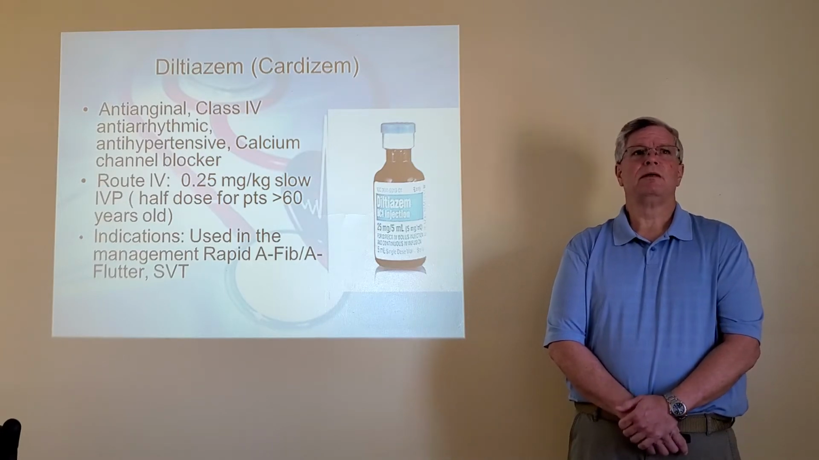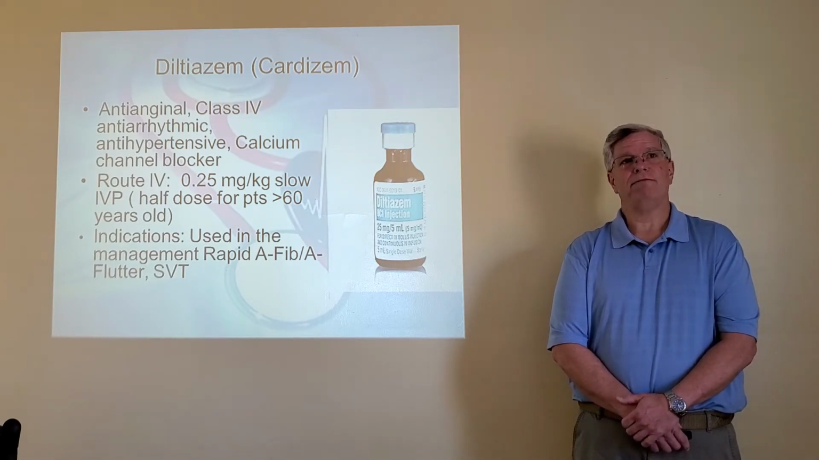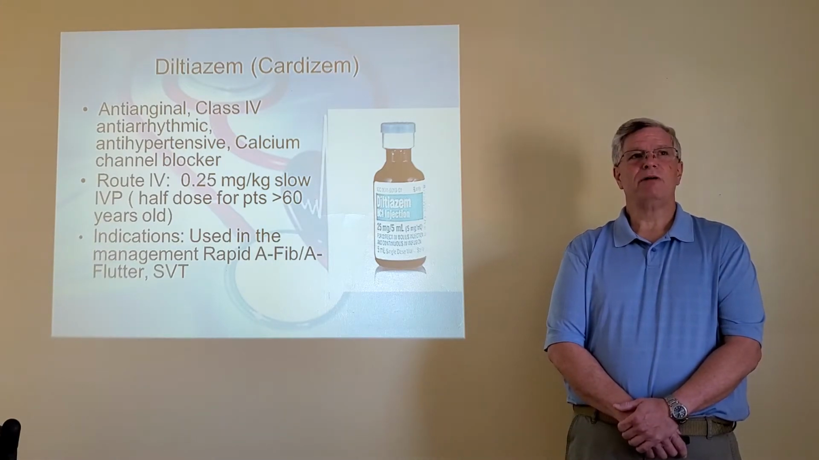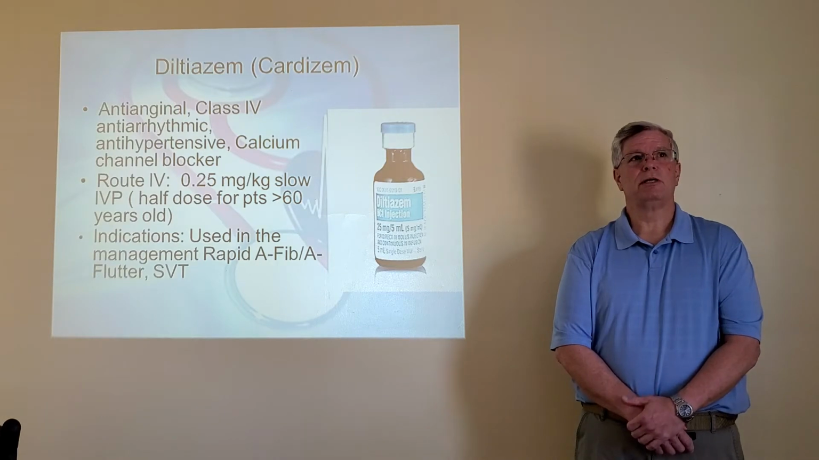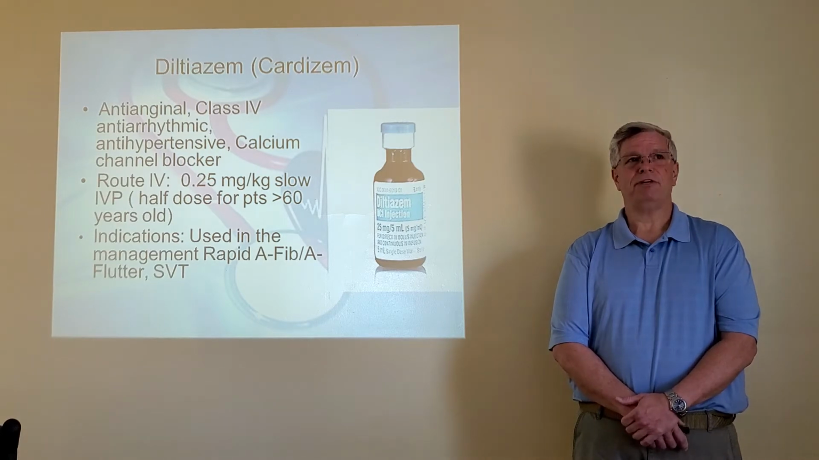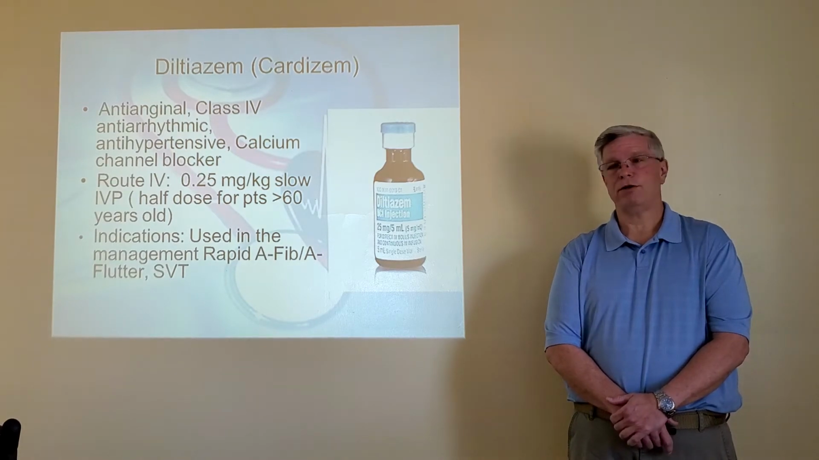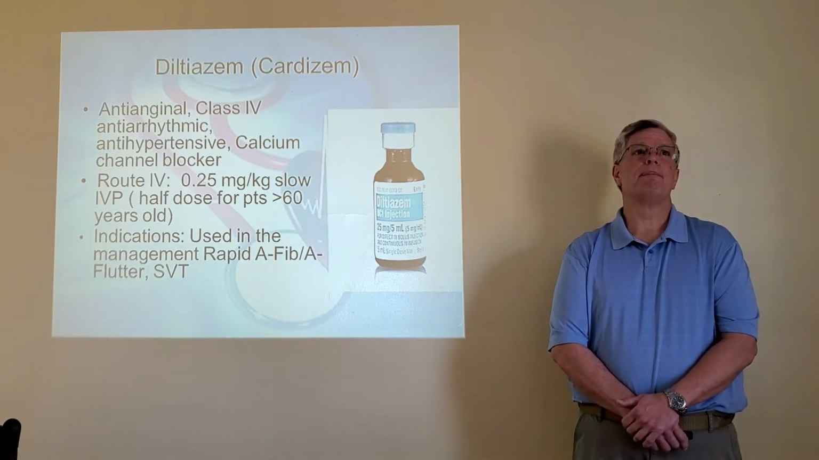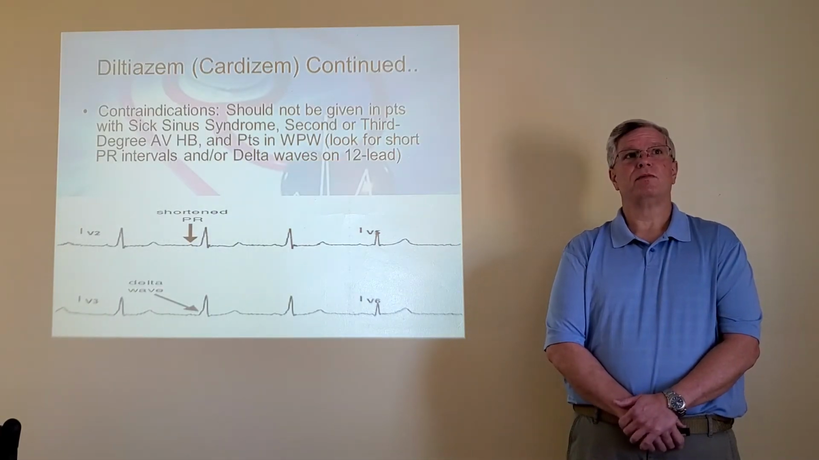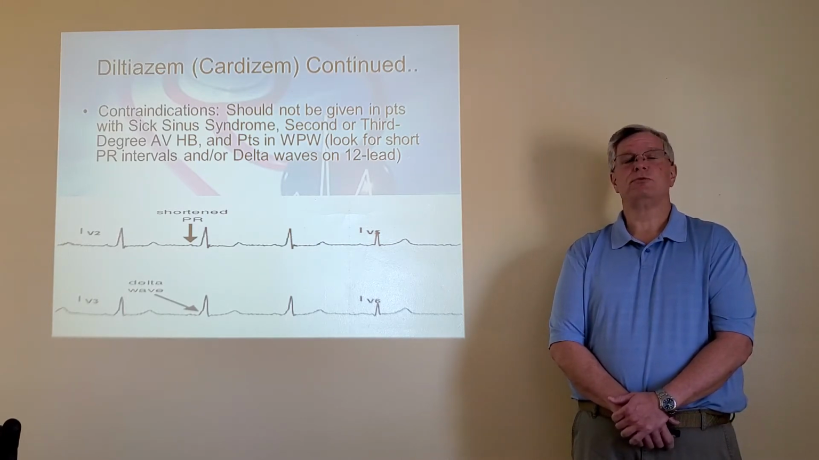Cardizem. This is another one trying to slow down the heart for AFib. It's a calcium channel blocker. 0.25 milligrams per kilogram, slow IV push. Patients greater than 60 years old is half dose. Used to manage rapid AFib, A-flutter, SVT. So, contraindications should be sick sinus, second, third degree heart block, patients with WPW.